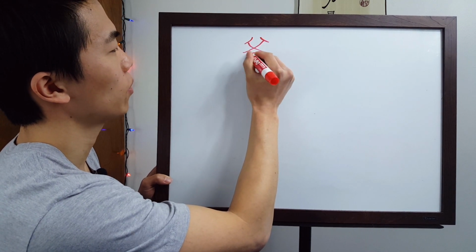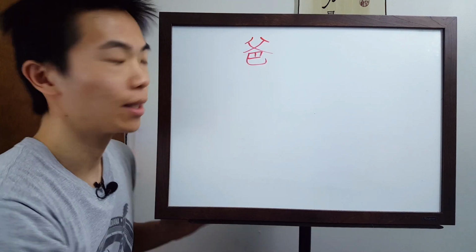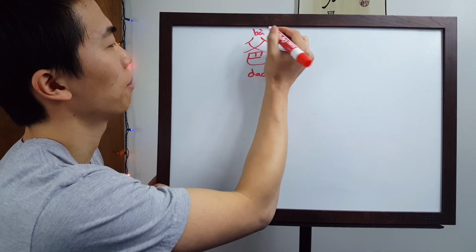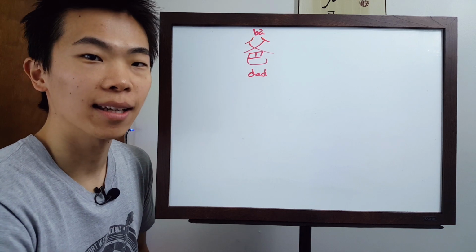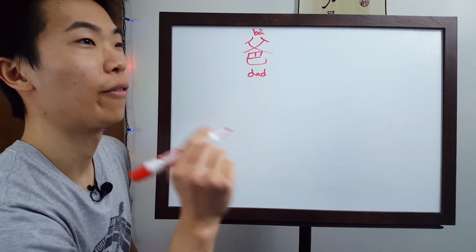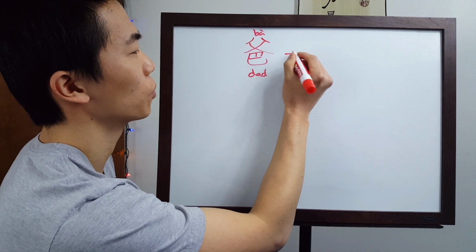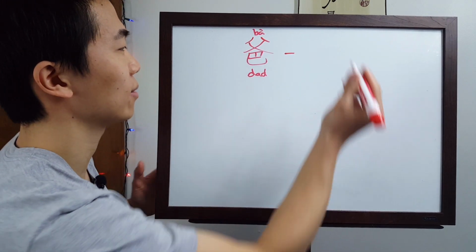So let's see. Do we remember what this character is? Yes, this is dad, all right? Pronounced ba. What we're talking about today is the phonetic component of Chinese characters to help you remember not only how to write these characters, but how to pronounce them.